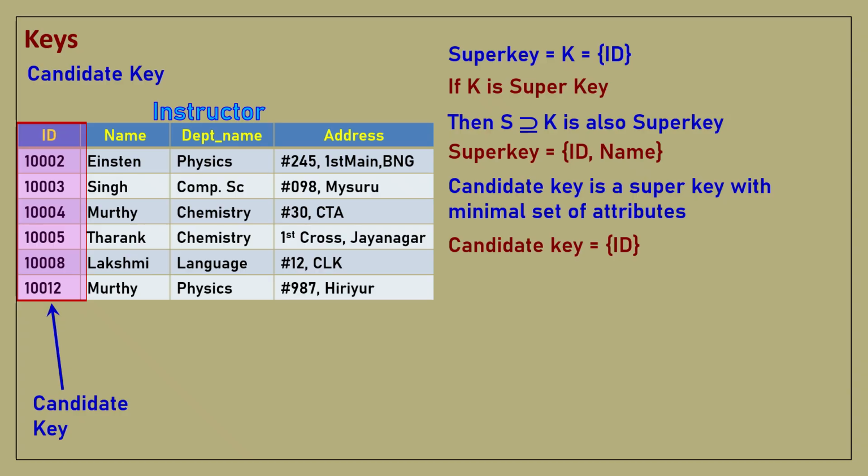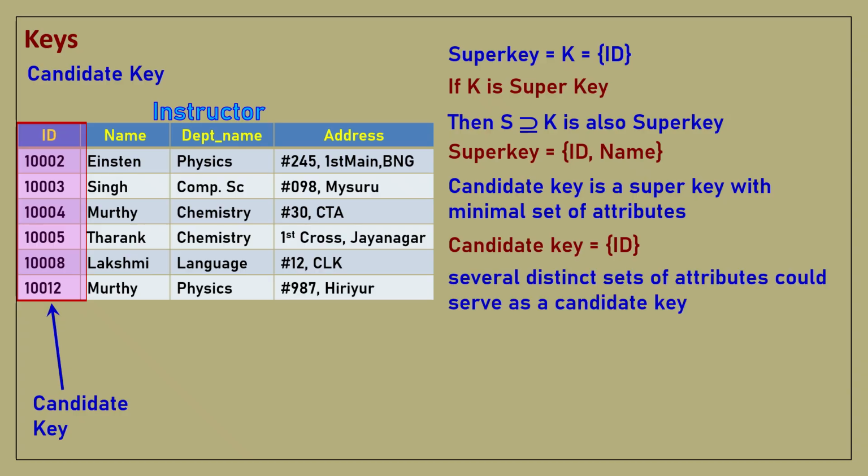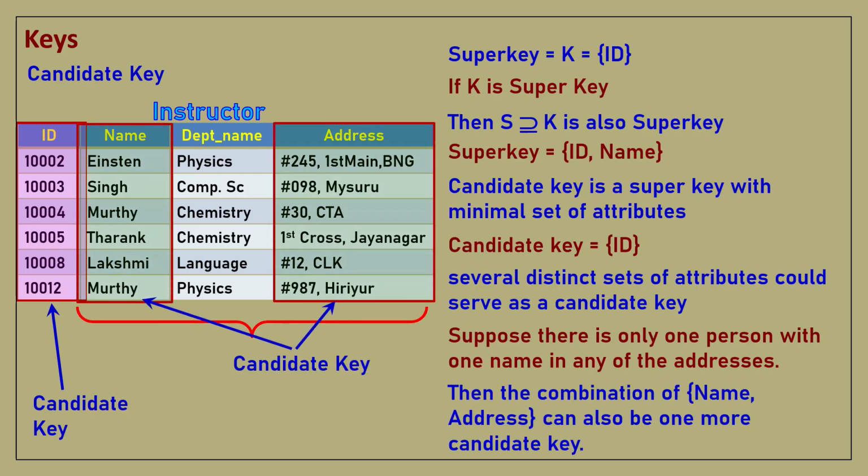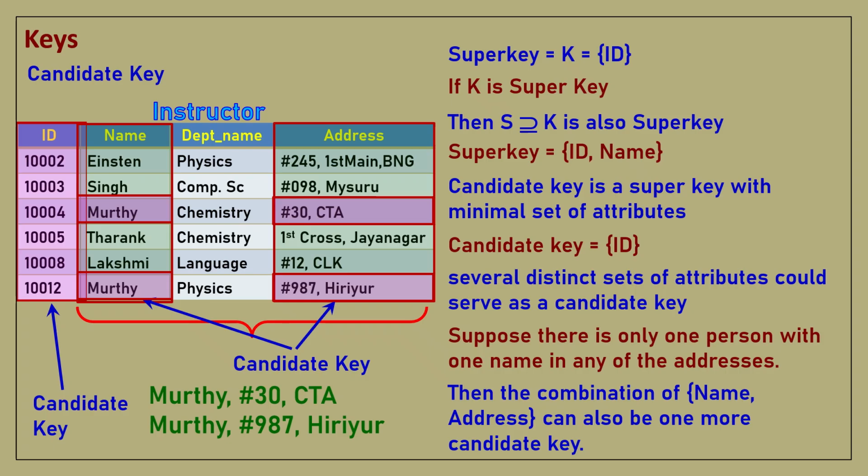Candidate key is a superkey with a minimal set of attributes. It is possible that several distinct sets of attributes could serve as a candidate key. Suppose there is only one person with any name in any of the addresses. Then we can take the set of name and address as a candidate key. Observe in the example that the name, Murthy, is repeated but when combined with the address, will be unique.